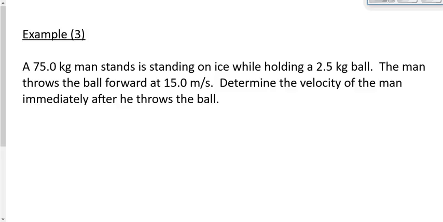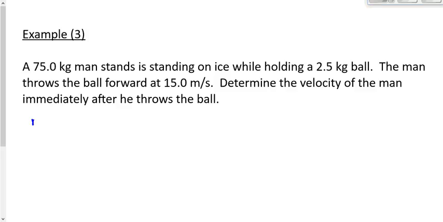So you know from Physics 20 that if the man applies a force on the ball, the ball will apply an equal and opposite force on him. He throws the ball forward, he's going to move backward. We also know that he's going to move backward with a smaller velocity than the ball moves forward because he's heavier. Let's figure out what that velocity is.